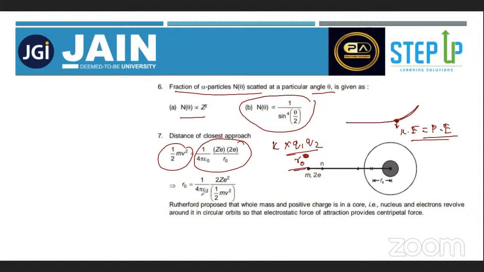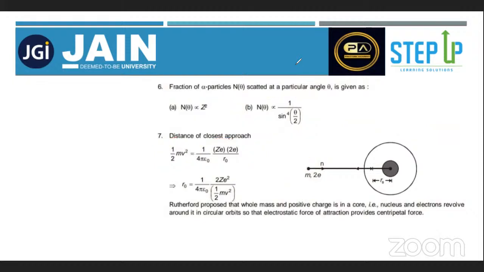So R naught is basically given by K 2ZE square upon half mv square. So this is the distance of closest approach. What is the distance of closest approach? It is the minimum distance up to which the alpha particle can reach nearer to the nucleus.